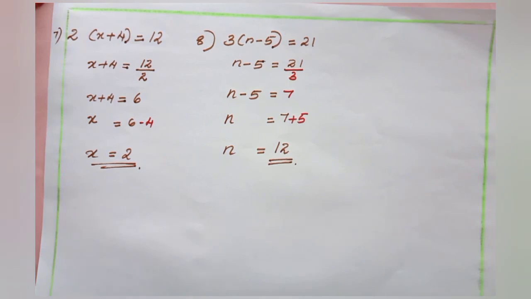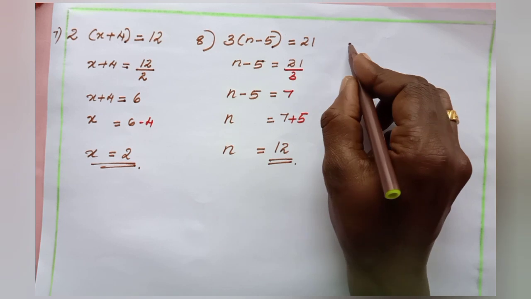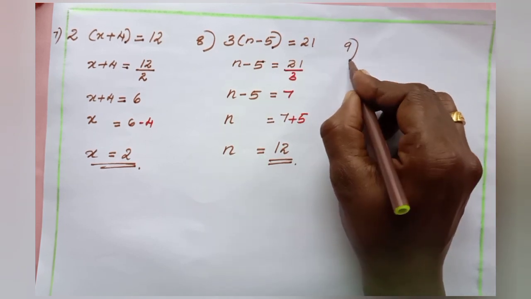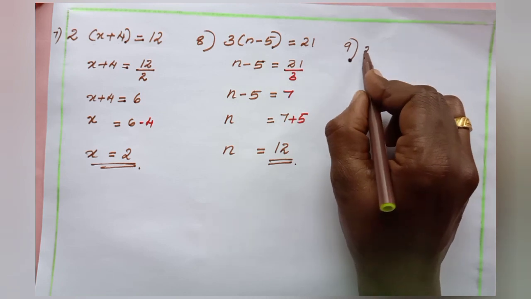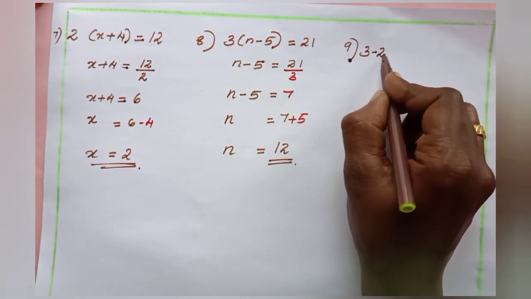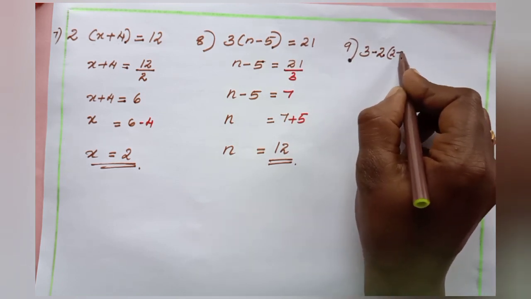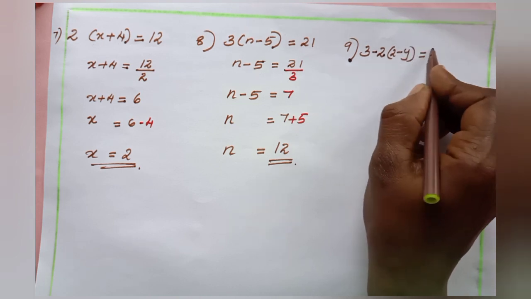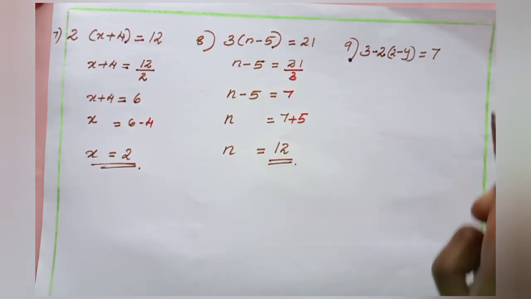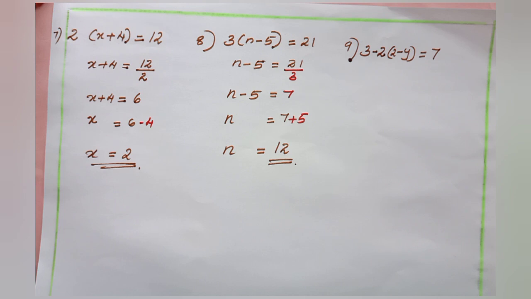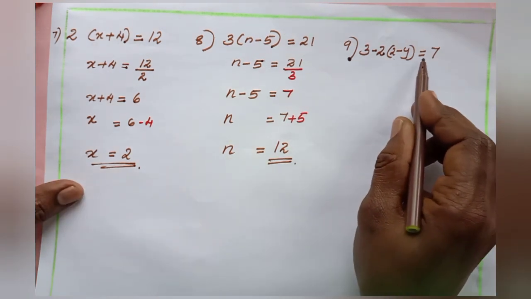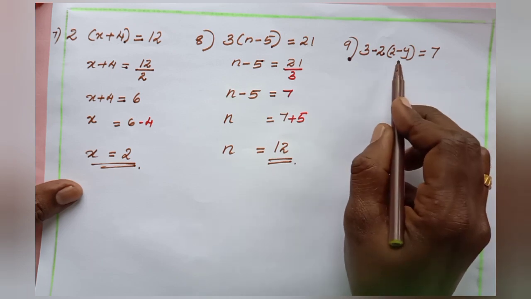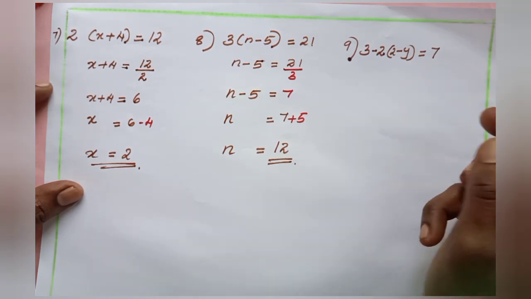Okay. Then listen to the 9th question. 3 minus 2 into 2 minus y equal to 7. So here, 3 minus 2 into 2 minus y equal to 7. This is an equation in variable y.